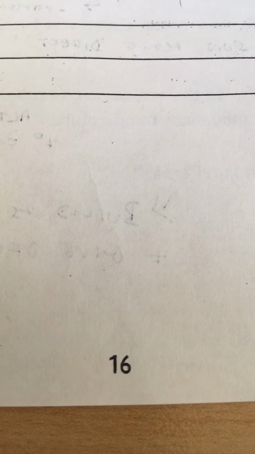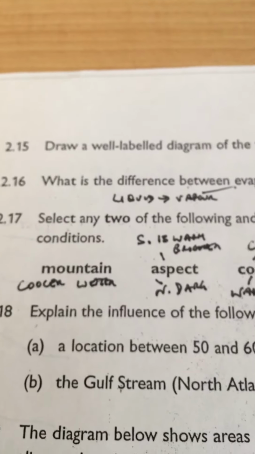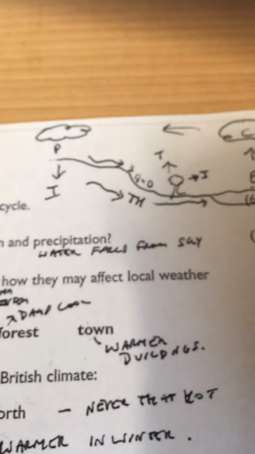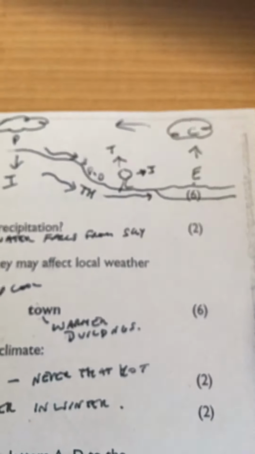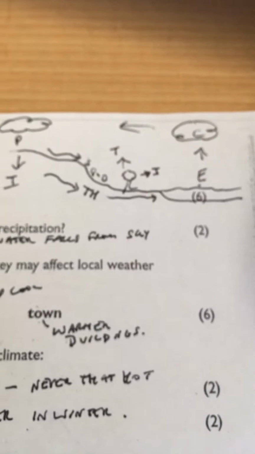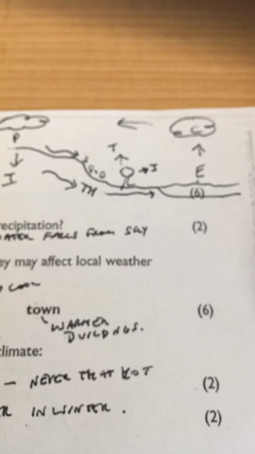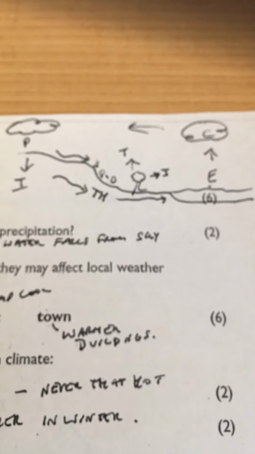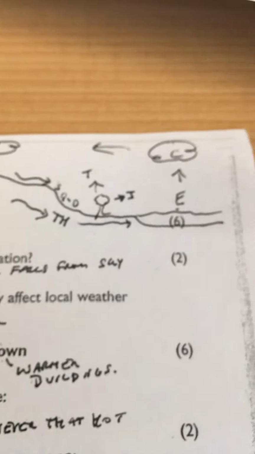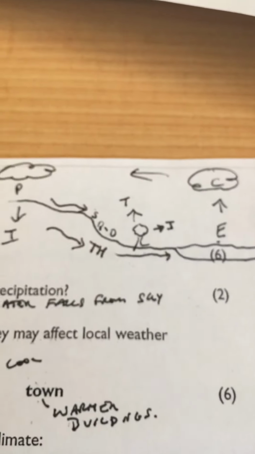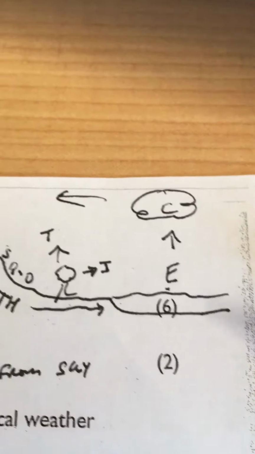Okay, on to the last couple of pages, page 16 now. Up here, the question is: draw a well-labelled diagram of the water cycle. At this moment, please do not annoy your family by starting to sing the water cycle song or the water cycle rap. Just get on with a decent labelled diagram.